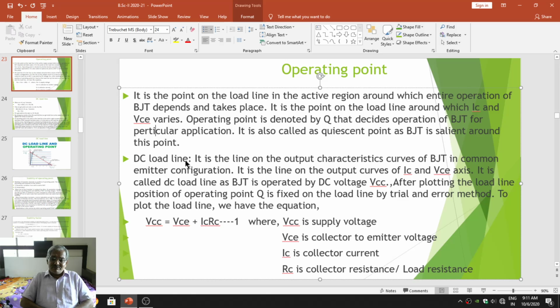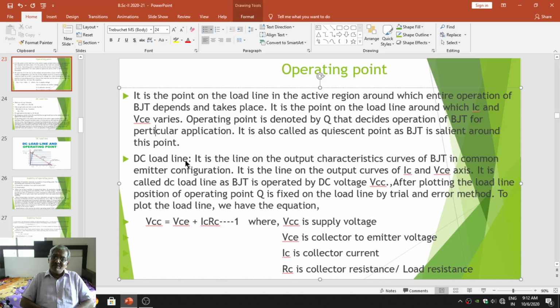Once we have obtained that particular load line, by the trial and error method we are going to locate the operating point on that particular line, which is going to decide the entire operation of the BJT, whether it is to be operated as an amplifier or it is going to be operated as a switch.